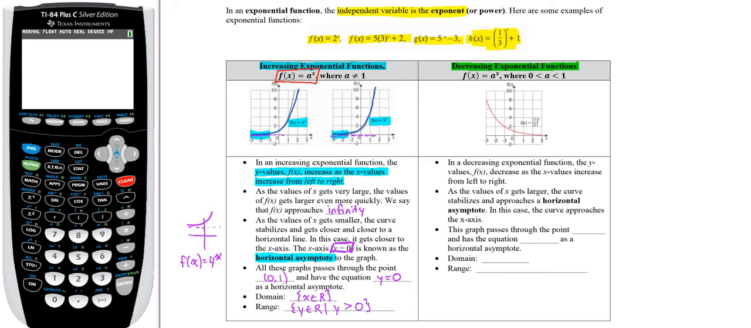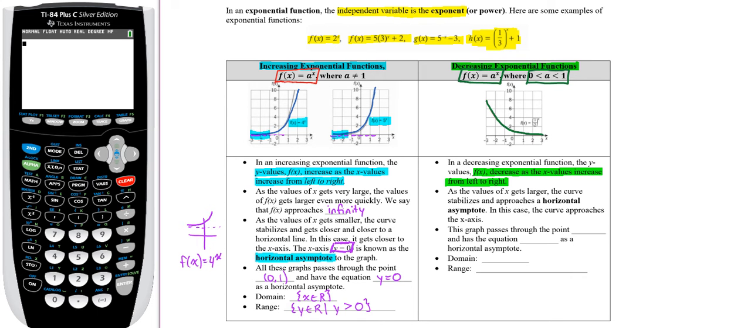Decreasing exponential functions are quite similar. They still have the format of f of x equals a to the x, but here a is going to be between 0 and 1. So a will be a fraction, and that's what causes the switch to a decreasing behavior. It's the same thing as before, but in reverse. Here, the y values will decrease as the x values increase from left to right, and that's what causes this downwards pattern. Sometimes this is called exponential decay.